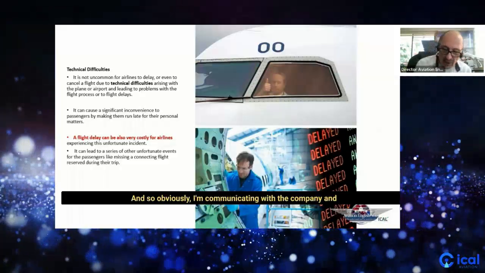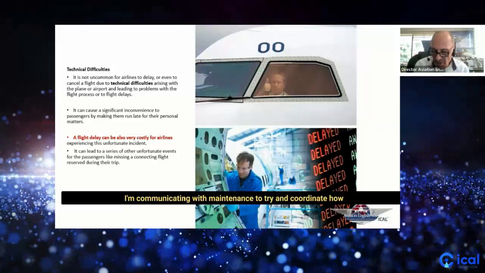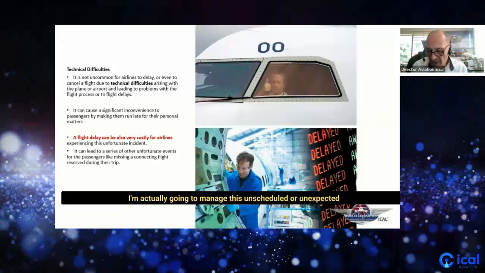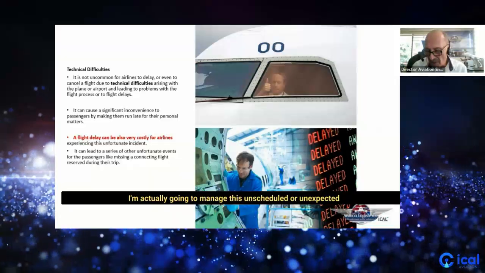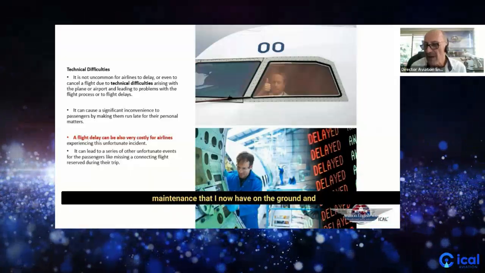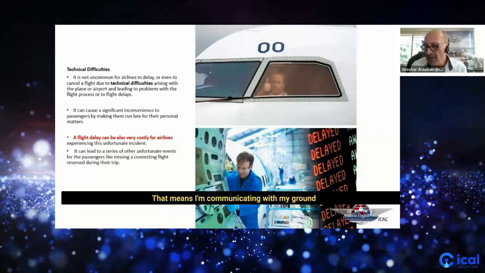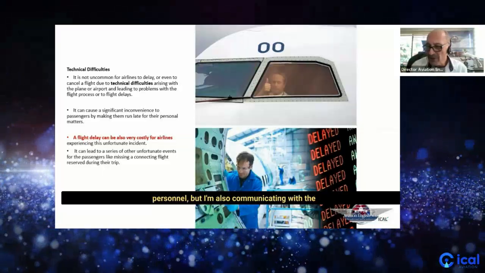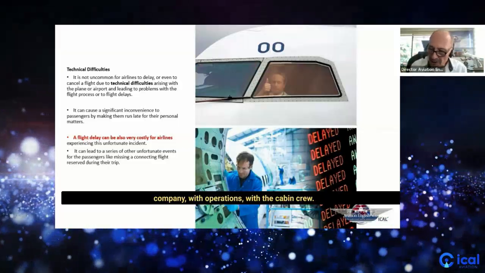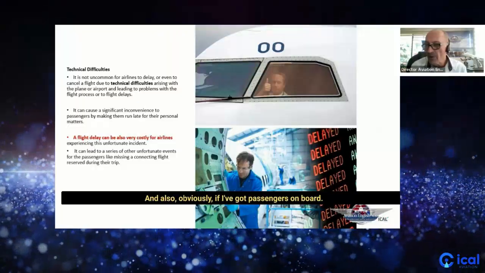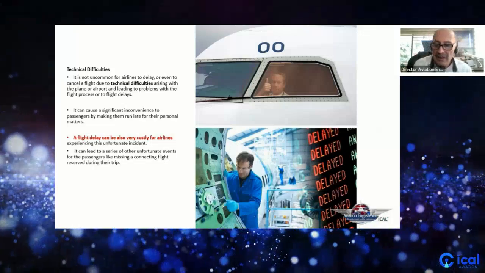And so obviously I'm communicating with the company and I'm communicating with maintenance to try and coordinate how I'm actually going to manage this unscheduled or unexpected maintenance that I now have on the ground and how it's going to impact me. That means I'm communicating with my ground personnel, but I'm also communicating with the company, with operations, with the cabin crew, and also obviously if I've got passengers on board, I'm trying to keep them updated.